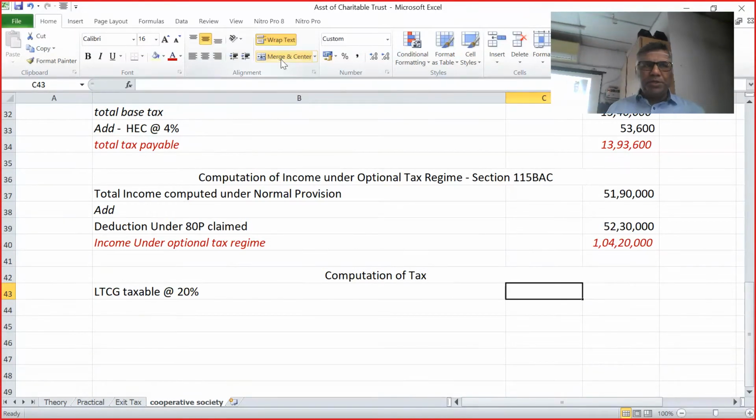Even under the optional tax regime, special income is taxable at the special rate. Only your business income, other incomes are taxable at that optional rate.